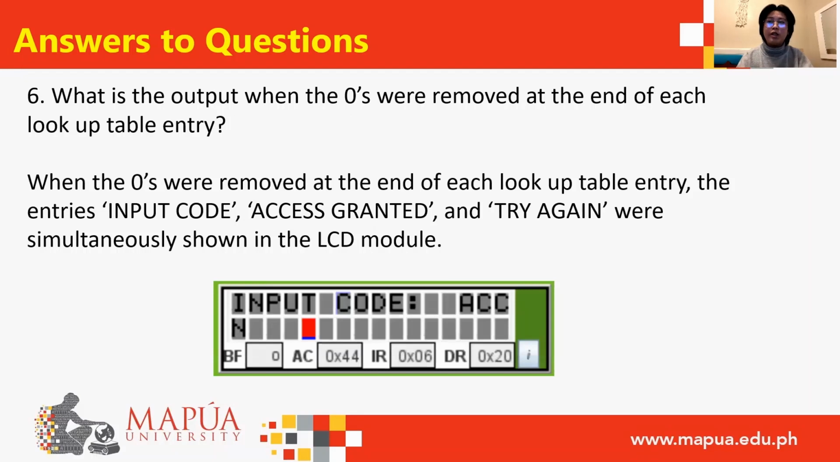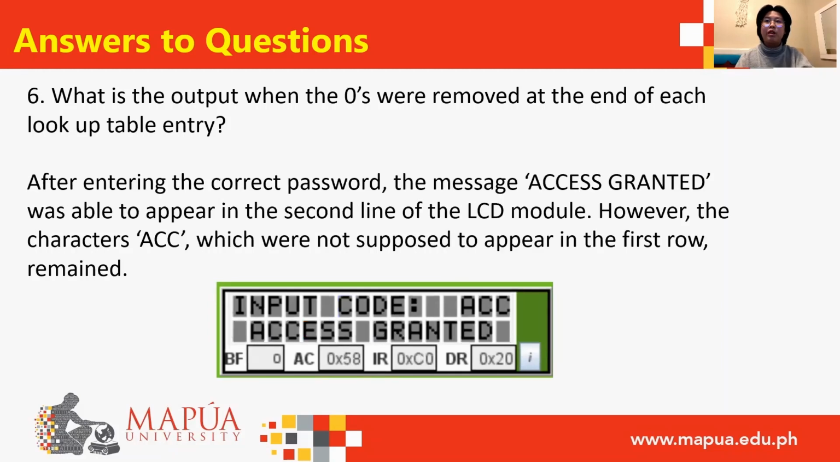And question 6. What is the output when the zeros were removed at the end of each lookup table entry? When the zeros were removed at the end of each lookup table entry, the entries input code, access granted, and try again were simultaneously shown in the LCD module. Also, after entering the correct password, the message "Access Granted" was able to appear in the second line of the LCD module as seen here.